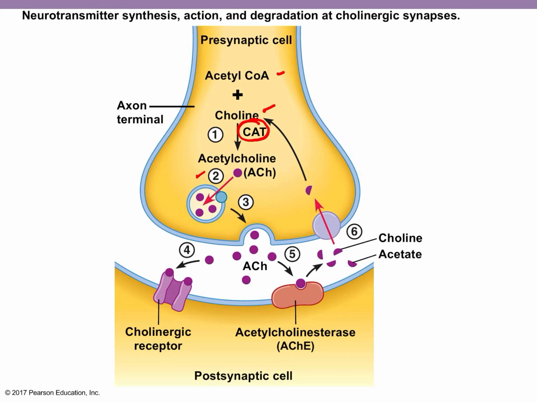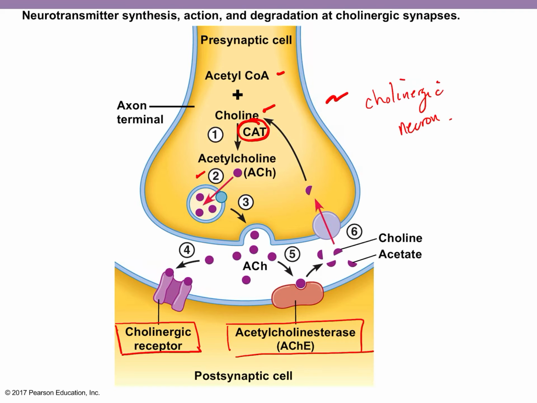All right, so when it is exocytosed, the receptors for this acetylcholine are called cholinergic receptors. I do want you to know the term cholinergic receptor. And neurons that secrete and synthesize acetylcholine are called cholinergic neurons. So this would be a cholinergic neuron. And there are actually two kinds of these cholinergic receptors: nicotinic and muscarinic. We'll take a look at that. And then here is our enzyme. Here's acetylcholinesterase. This is the enzyme that degrades acetylcholine into choline and acetate.